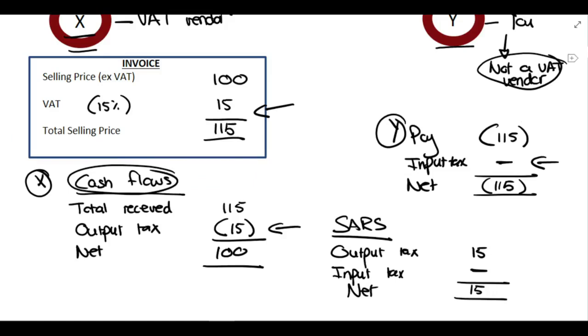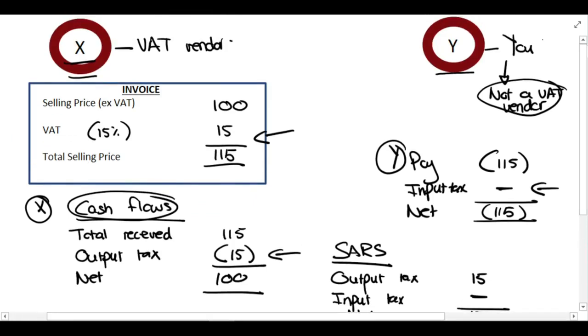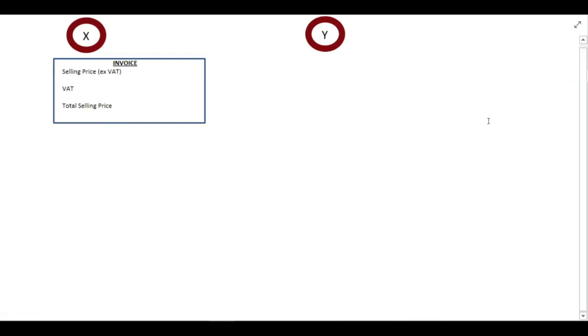The person that pays it, if I take you back to our first example where it said it's you who's not a VAT vendor, it's you and me that can't claim the VAT. We're the ones that pay it.